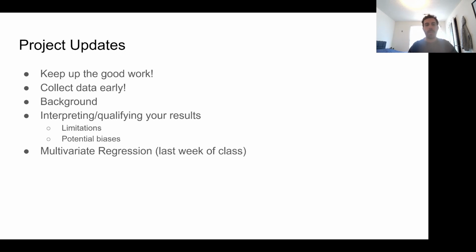The last thing I wanted to talk about in the project is related to multivariate regression. So the content for this class goes up to bivariate analysis, meaning you're comparing the relationship between two variables. That's as far as the class goes. That said, the last week of class, there will be optional lectures on multivariate regression. Without going into a ton of detail now, the idea behind multivariate regression, and we did talk about regression and fitting the line in previous slides, but multivariate regression, as you can imagine, is with multiple variables.